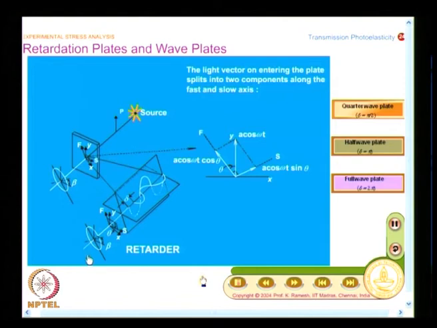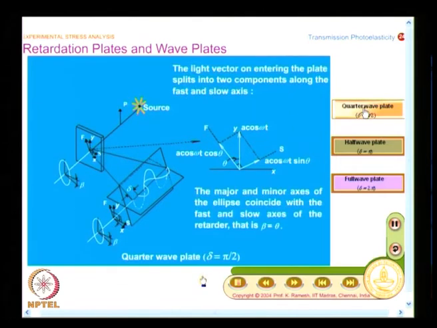I have an ordinary and an extraordinary ray, they travel with different velocities, and when they come out, you have an elliptically polarized beam of light. Suppose I go and adjust the thickness of the plate and ensure that I have delta equal to pi by 2. It is 1/4 of a wave. So, I call that a quarter wave plate.